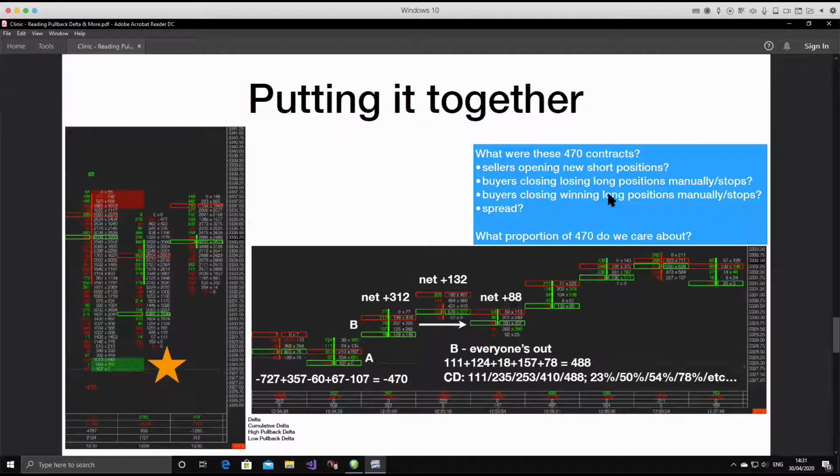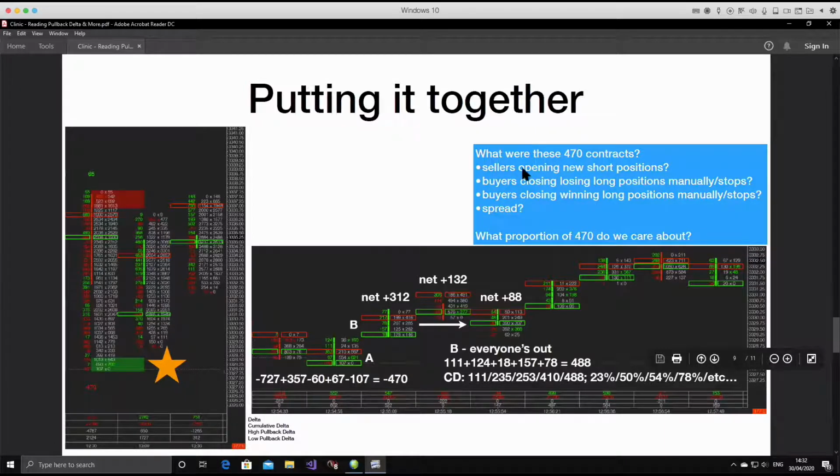It could also be a closing winning long. Somebody could have bought down here at another point in time, it's traded up, it's come back down, and they happen to have their protective stop here. Or it could be somebody spreading, could be a calendar spread, could be an intermarket spread. So we don't know for sure that there are 470 contracts which are wrong, because we've got these four scenarios.